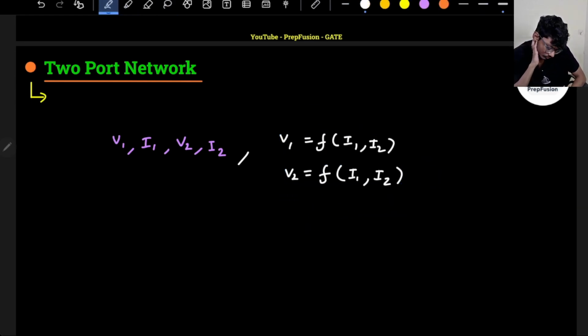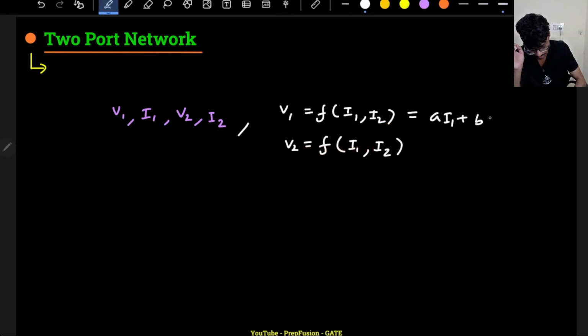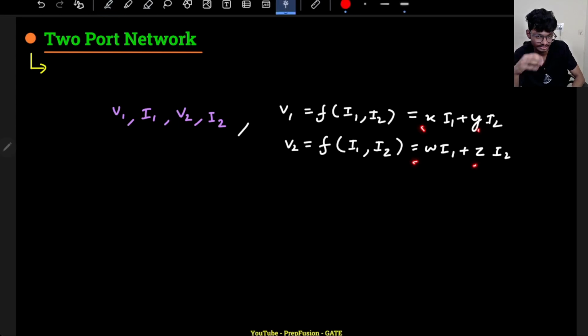Now how can you define it basically? Any network can be defined like this, any two port network. So if I know these values, V1 will be equal to some constant a into I1 plus some constant b into I2, or let me write it x into y, there will be a bit of confusion else, or V2 will be equal to some w into I1 plus some z into I2. Basically, if I know these a, b, x, y, w, z, then I know the whole characteristics of the linear network. I can find out V1, V2 easily.